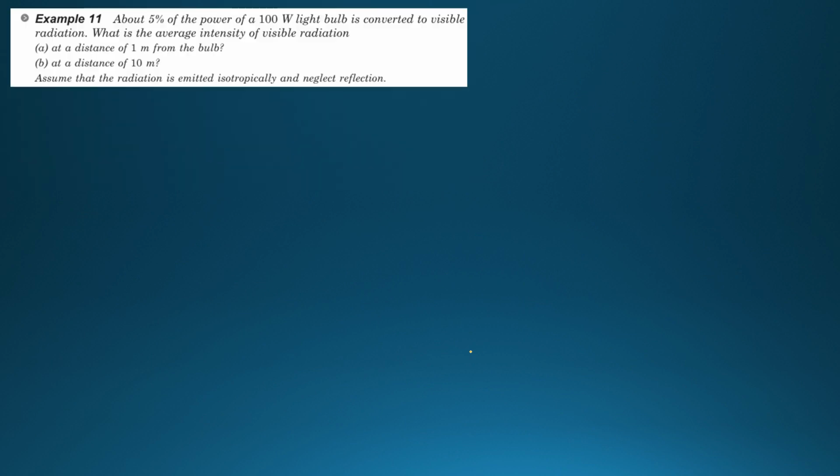Okay. Question number, this one. Let's try. About 5% of the power of a 100-watt light bulb is converted to visible radiation. What is the average intensity of visible radiation at a distance of 1 meter from the bulb and at a distance of 10 meter? Assume that the radiation is emitted isotropically and neglect reflection.